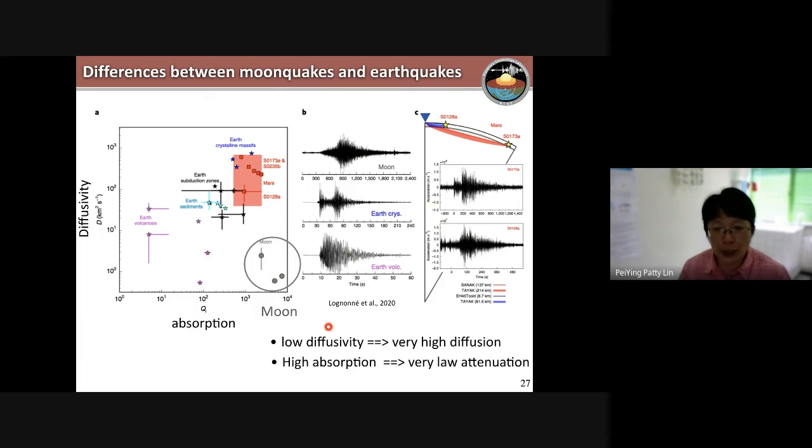Here you can see it has a lower diffusivity. A lower diffusivity means very high diffusion, and very high diffusion means lots of scattering. So your energy will bump around, and your waveform will look like a wave train. Also, you can see it has a higher absorption. The higher absorption means very low attenuation. A low attenuation means the energy won't decay as soon as it does on Earth. So that's the reason moonquakes look totally different from earthquakes.